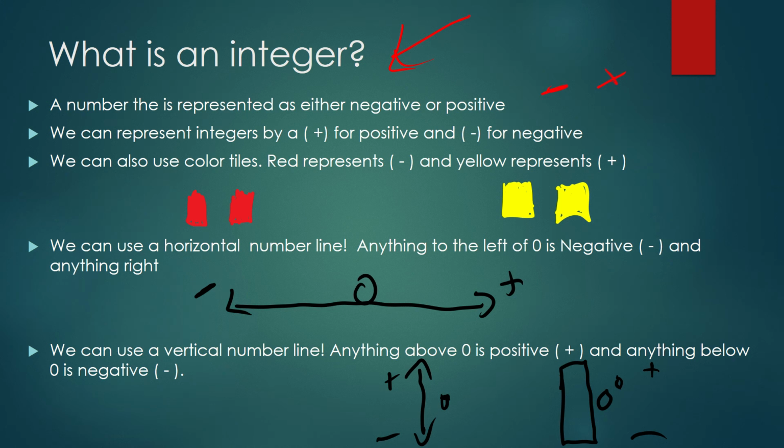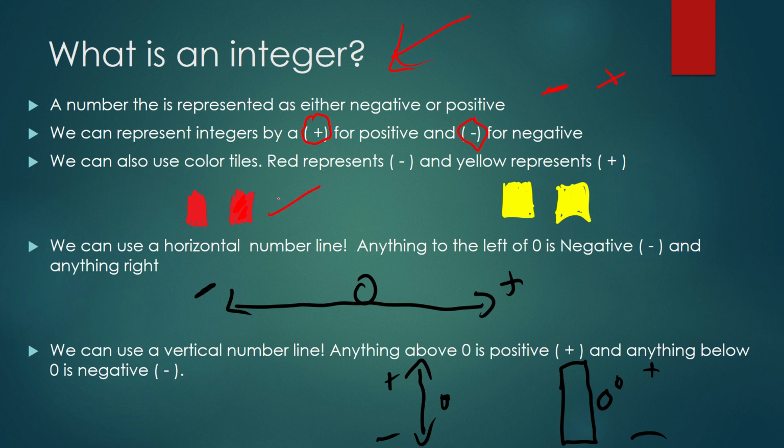We can represent integers by a positive or a negative sign. I just did it there, but I will circle it for you. We can also use color tiles, okay? So color tiles are these things right here. I made them already because I can't switch color during the video.